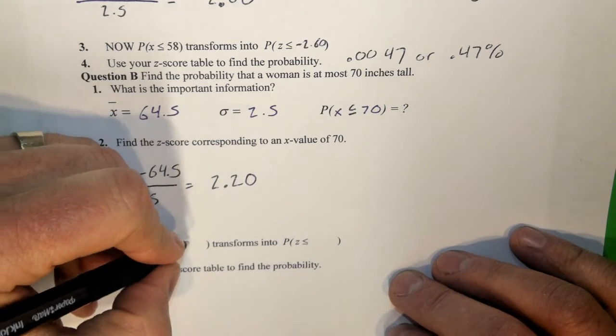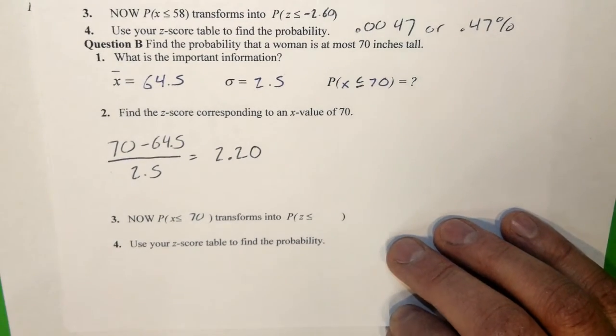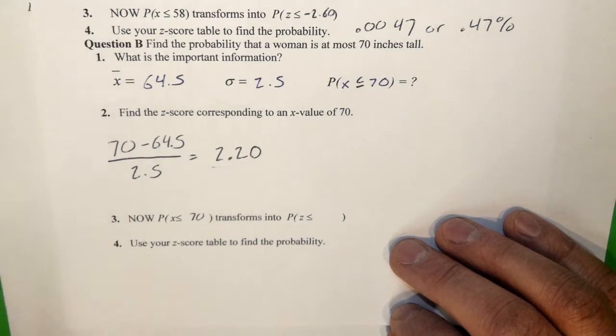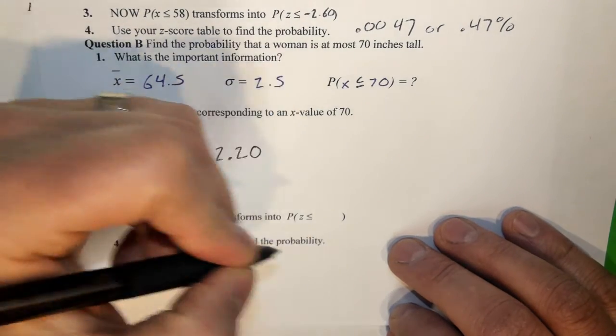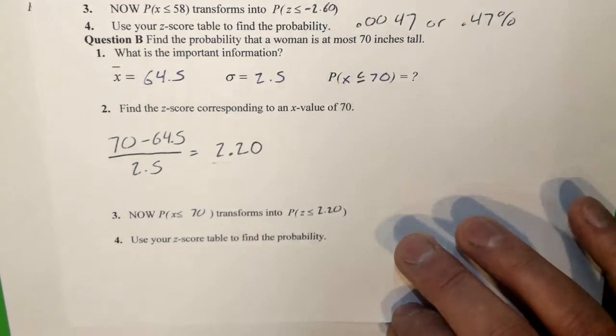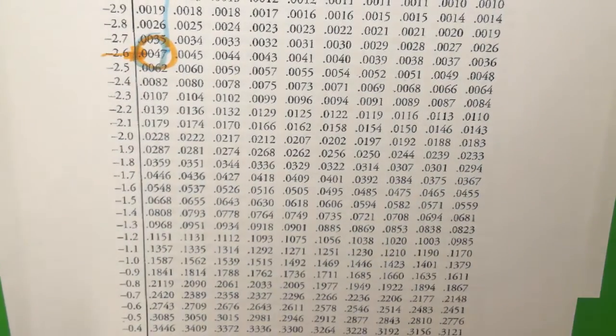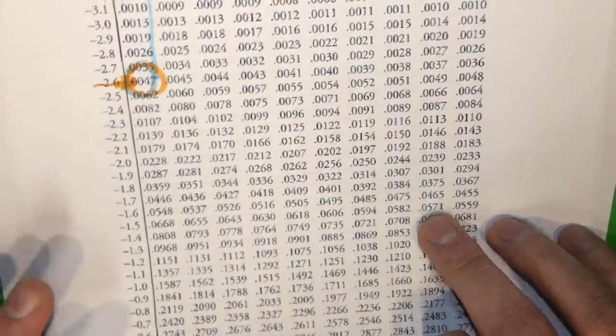Okay, so our old question used to be about a woman that was less than or equal to 70 inches tall, and now what we've converted it to is a question about the number 2.20. That number is much smaller and more manageable, and it's a number that shows up on our z-score table. Let's get our table going.